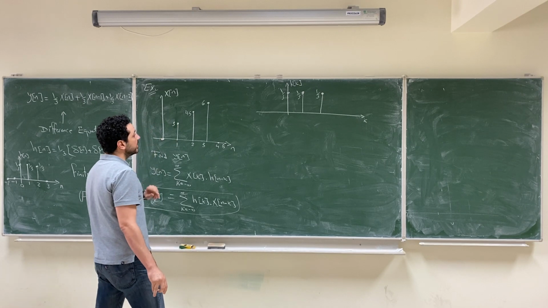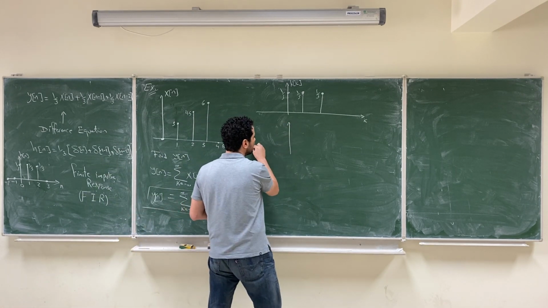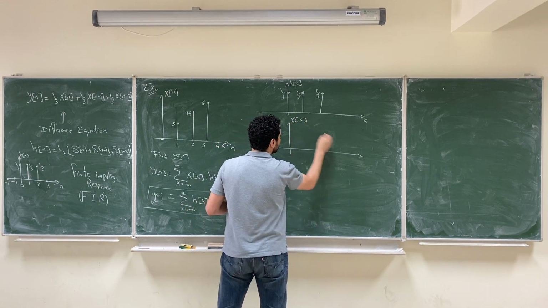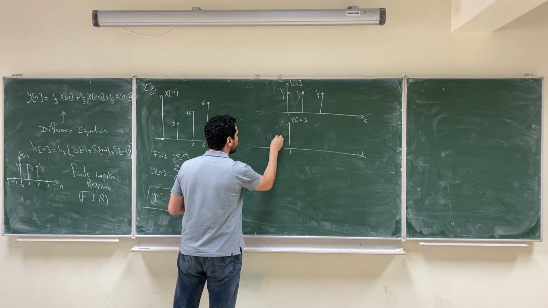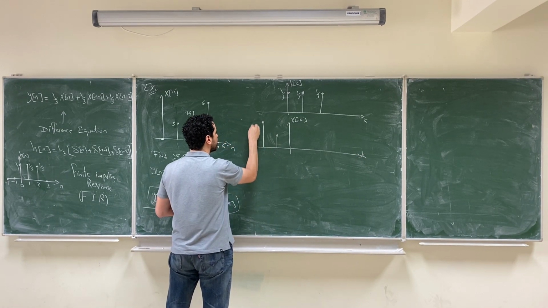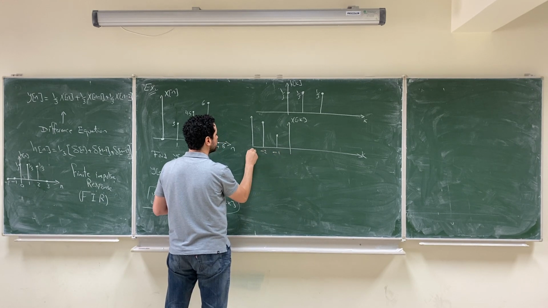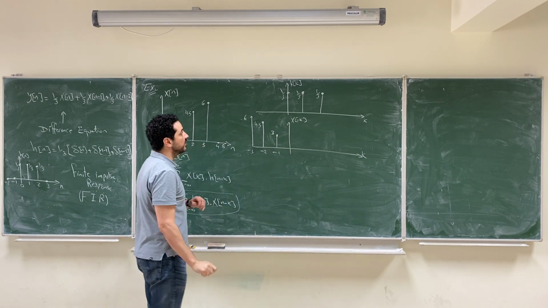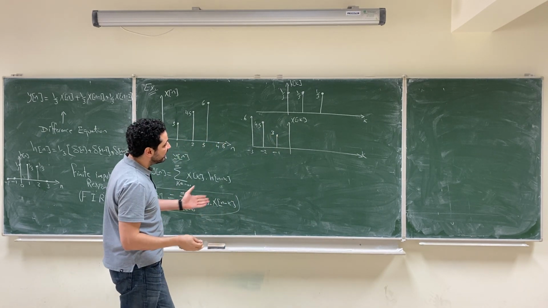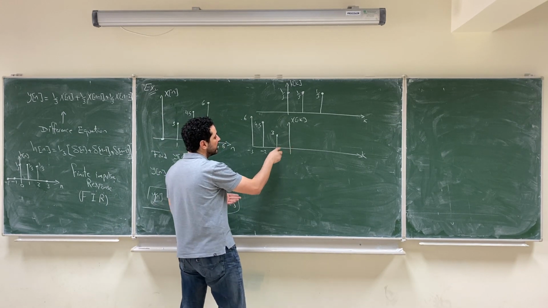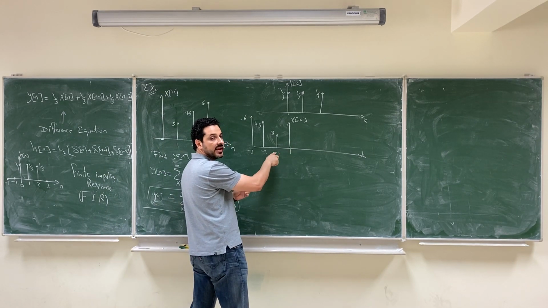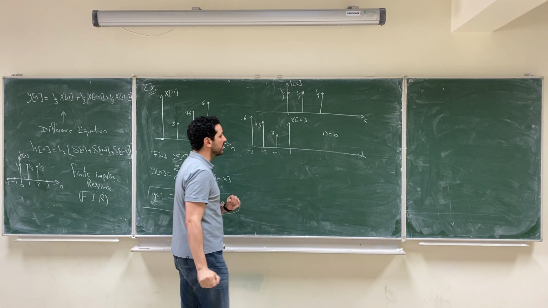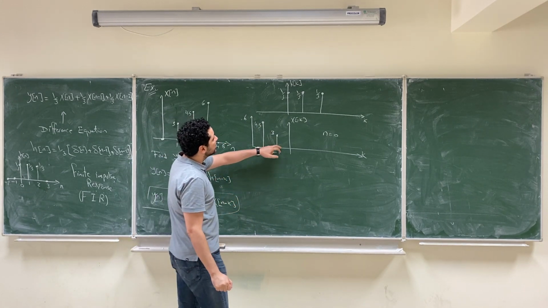When you reflect this one, x of minus k with k will be something like this: 6, 4.5, and this is 3. This is x of minus k. And then when you shift by n, x of n minus k will be, instead of minus 1, it will be n minus 1, n minus 2, n minus 3. Here we are taking n equals 0. So when n equals 0, let's multiply.